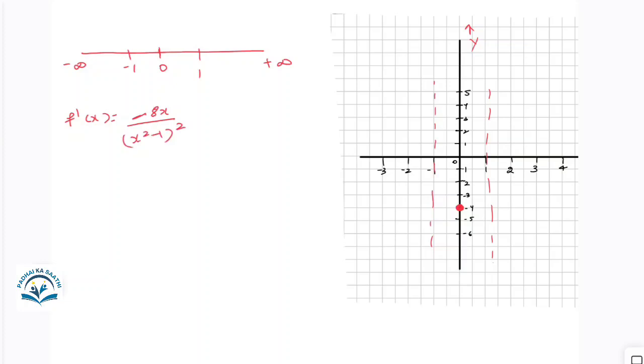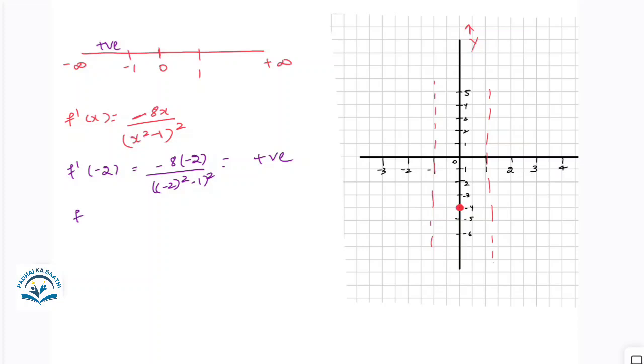So let's take any number between minus infinity to minus 1. Let's suppose I take a number minus 2. Put the value of x as minus 2 in this equation and check whether the result is positive or negative. So minus 8 times minus 2, over (minus 2 whole square minus 1) whole square. Definitely it's coming positive, right? So it means the function is increasing there.